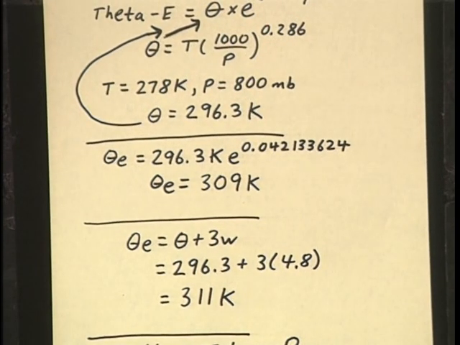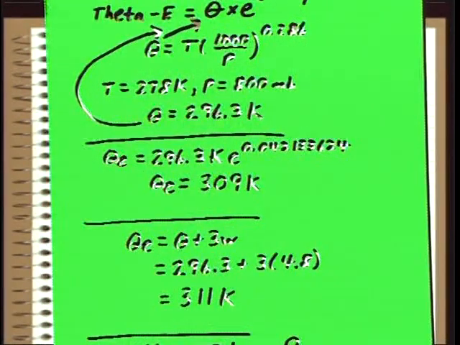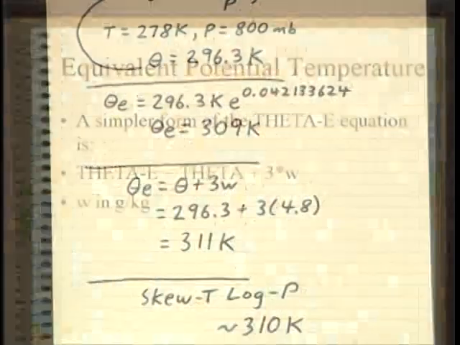And on the PowerPoint, there's another, more simple equation that we can use to find the theta E value. And that equation is theta E is equal to the theta value plus 3 times the mixing ratio, where the mixing ratio is in grams per kilogram. Now we'll go right back to the overhead camera and look at a solution using that equation.